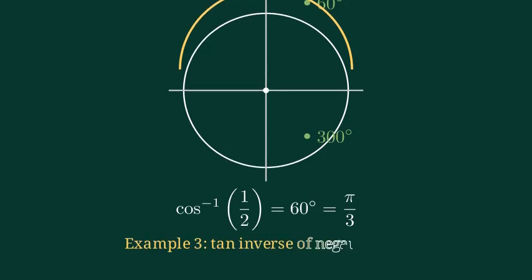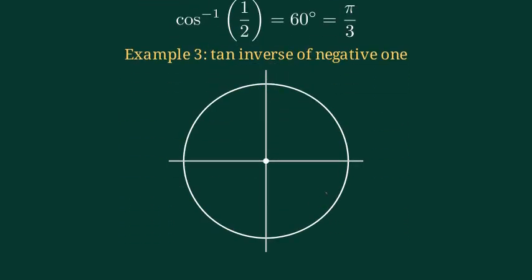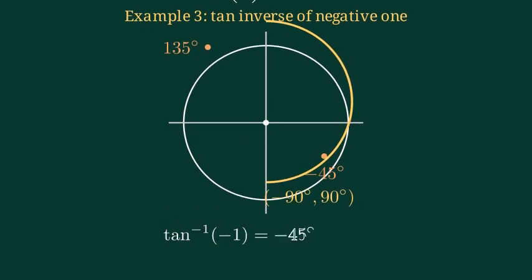Example 3. Find the principal value of tangent inverse of -1. Tangent -1 happens at -45 degrees and also at 135 degrees. The tangent inverse range is between -90 and +90, so the principal value is -45 degrees.